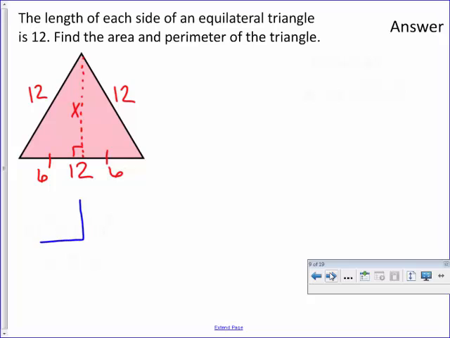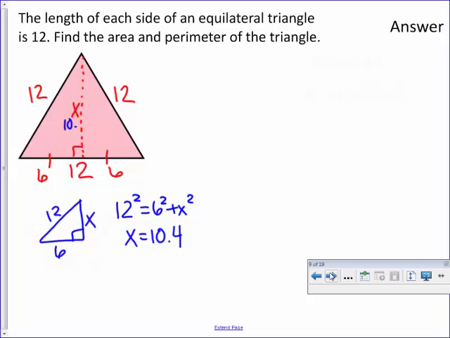because when we redraw our triangle, we have 12, 6, and x. So now we're not using SOHCAHTOA, but we're going to use Pythagorean theorem to find our height. So when you use the Pythagorean theorem, 12 squared equals 6 squared plus x squared. When you do that, you should get your height to be 10.4. So now we have all the information for our area and our perimeter.